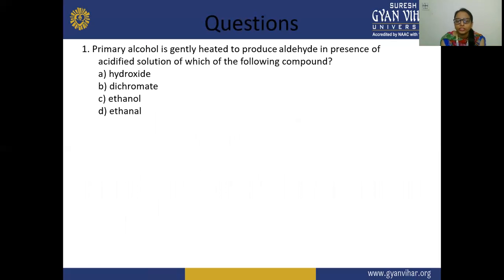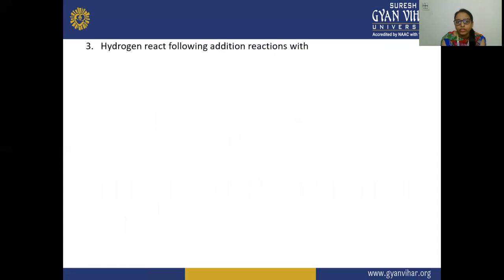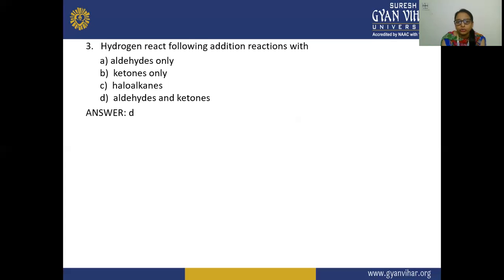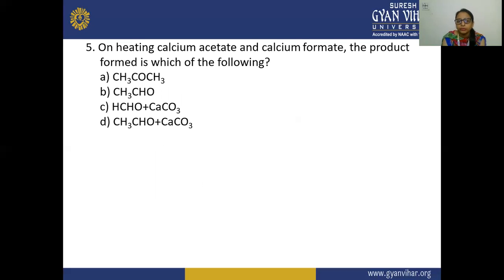The primary alcohol is generally heated to produce an aldehyde in the presence of an acidified solution of which of the following compounds? That is dichromate. In the carbonyl group, the oxygen atom has high electronegativity, which makes it polarized. Hydrogen cyanide reacts following addition reactions with aldehydes and ketones. Hydrogen cyanide is highly toxic, colorless, and has a smell of alcohol also: all of the above. On heating calcium acetate and calcium formate, the product formed is the aldehyde plus calcium carbonate, CaCO3.